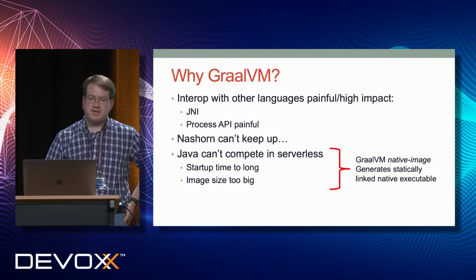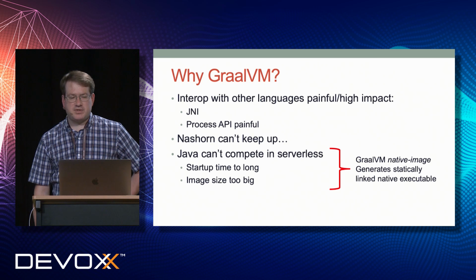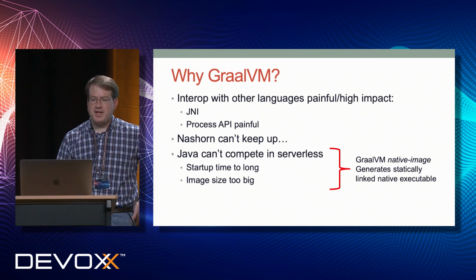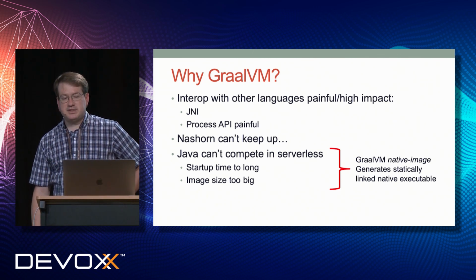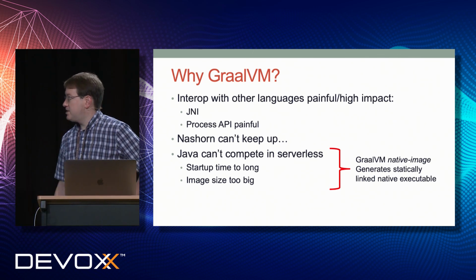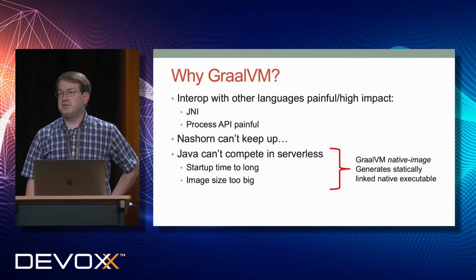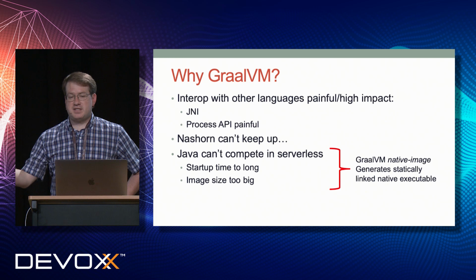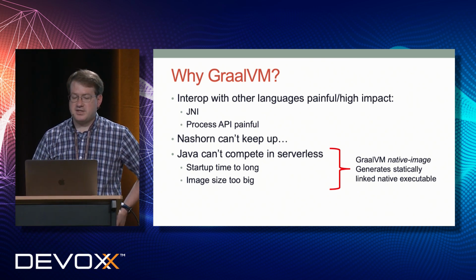Another reason for GraalVM is that Java can't compete with serverless. The startup time is too long, the image size is too big. GraalVM makes that much easier with its native image capability, which generates statically linked executables. So now Java can be a player in the serverless area. With GraalVM producing native executables, we now have instant startup, etc.